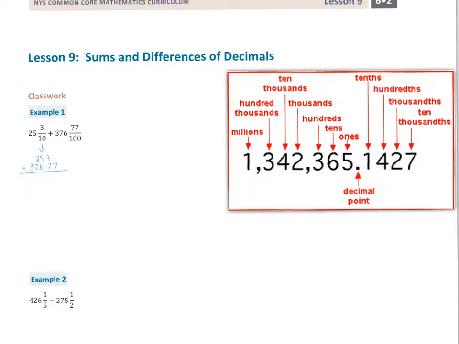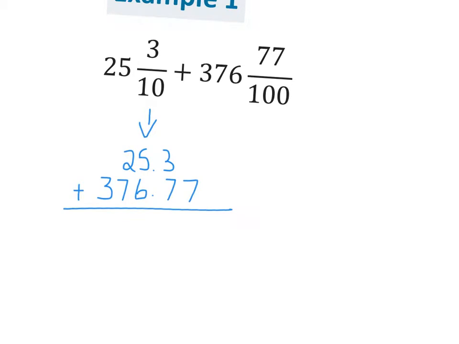So what I want to do to make this a whole lot easier for me, instead of finding like denominators, because they are already both decimal denominators, meaning they're tenths or they're hundredths, I just rewrote it like this: 25 and 3/10 plus 376 and 77 hundredths, which is exactly how I read this problem. And right away I notice that a 0 should be here, because 3/10 and 30 hundredths is the same. And now I can add up my numbers.